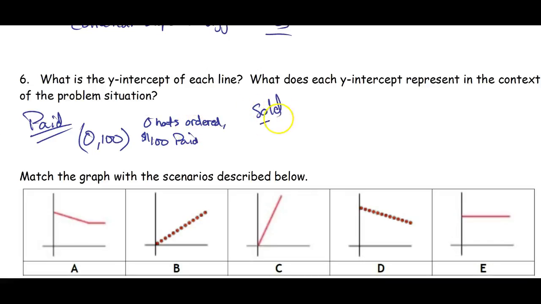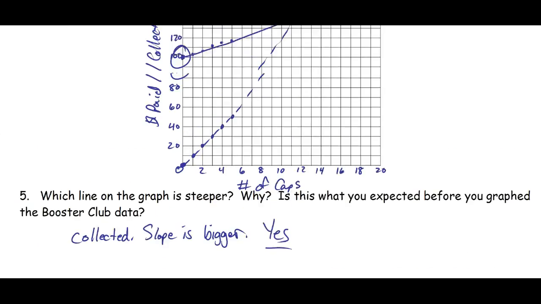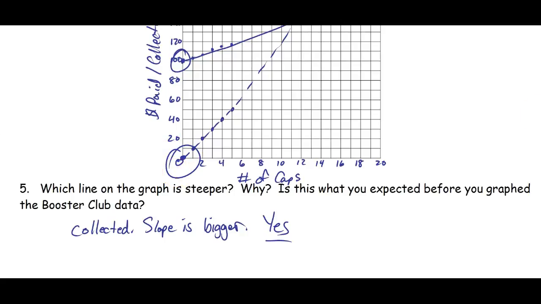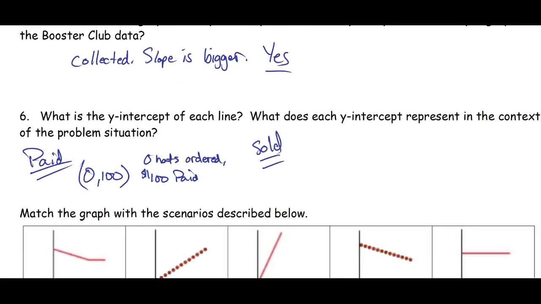All right, how about the sold? Okay, well, let's go back up here. Here's the sold, or the collected. So your starting point is (0, 0). So for 0 caps sold, you will make $0.